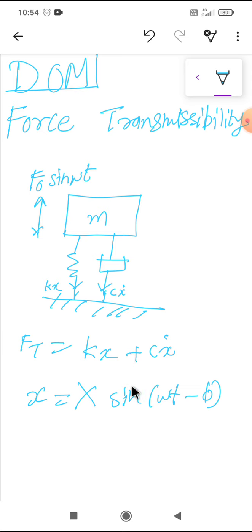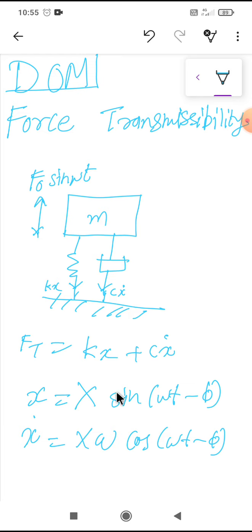Now if we use this x in this equation, we also need to find x dot. What is the value of x dot? So x dot will be X omega. What is the derivative of sine? It is cos omega t minus phi, and the derivative of the inside will be omega minus 0, so omega. So it is X omega cos omega t minus phi.